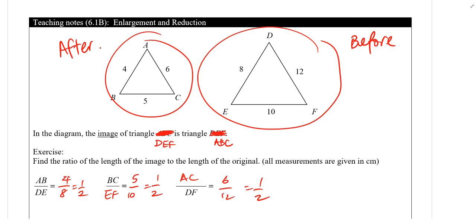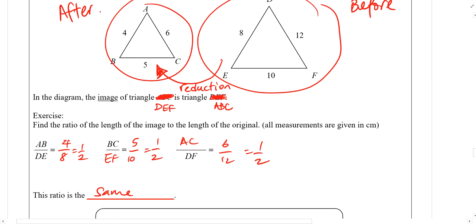The image of DEF, so DEF is my before, is actually ABC. ABC is my after. So is there an enlargement or reduction? Reduction. Okay, it got smaller. Reduction. Okay, now the ratio is the same.